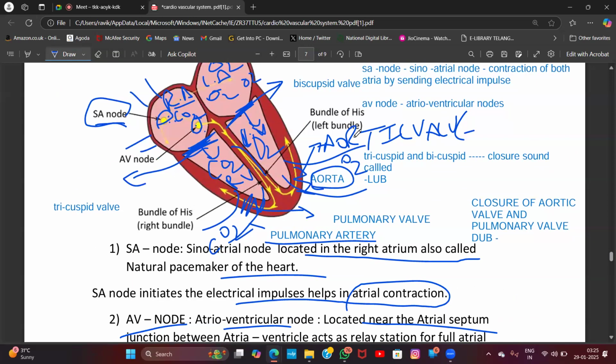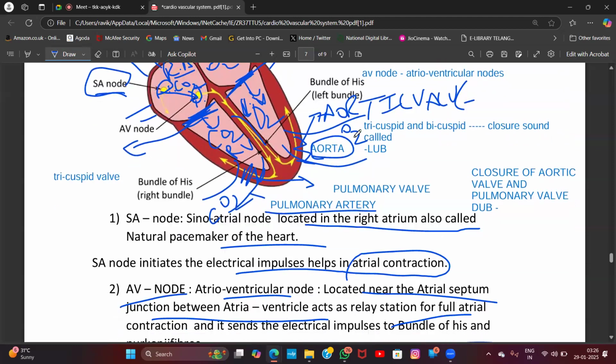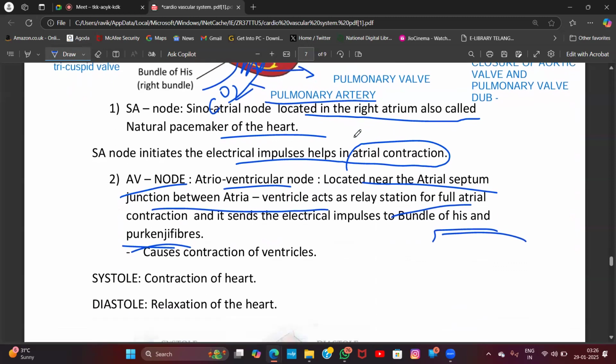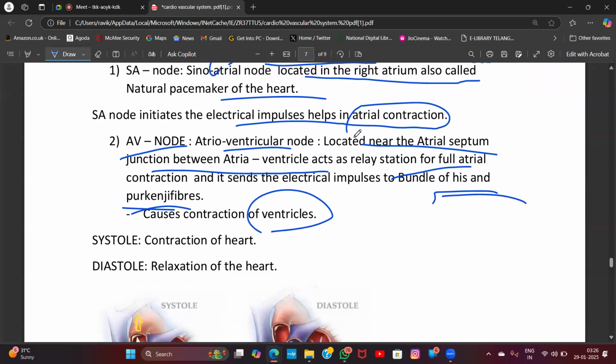First the SA node sends the electrical impulse to the AV node. The AV node stores these electrical impulses until the entire oxygenated and deoxygenated blood has drained from the atrium to the ventricles. Atrium to ventricles, it will wait until the entire blood drainage is complete. After that, it sends the electrical impulse to the bundle of His and Purkinje fibers, which helps in contraction of ventricles.